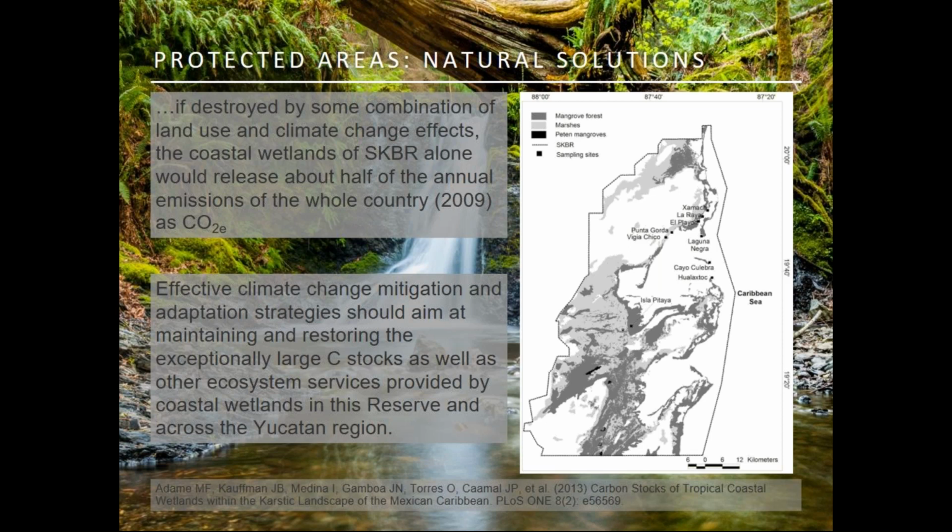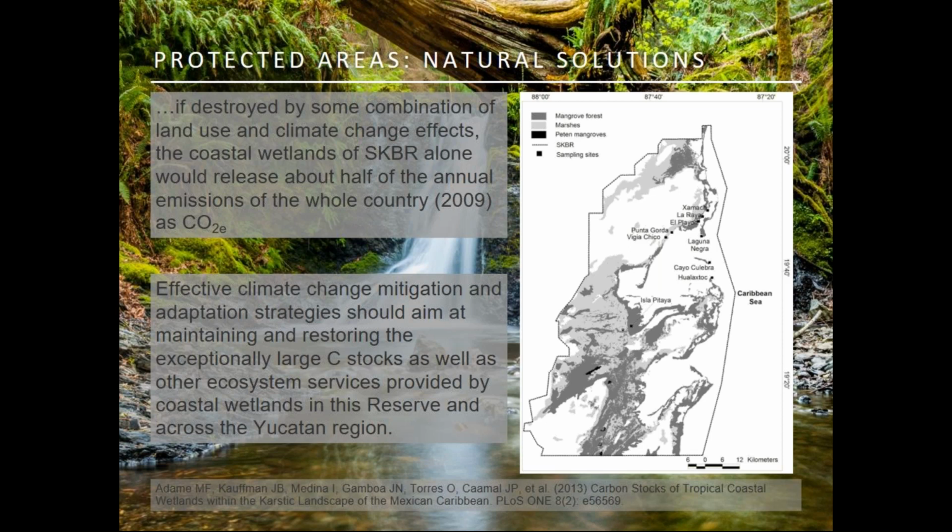Just that biosphere reserve, if destroyed by land use change of, let's say, expansion of hotels or something in that region of the Caribbean and in Mexico, would alone release about half of the annual emissions of all Mexico in 2009. And that's just mangroves within this biosphere reserve in the Yucatan Peninsula. Okay, so that is a natural solution.